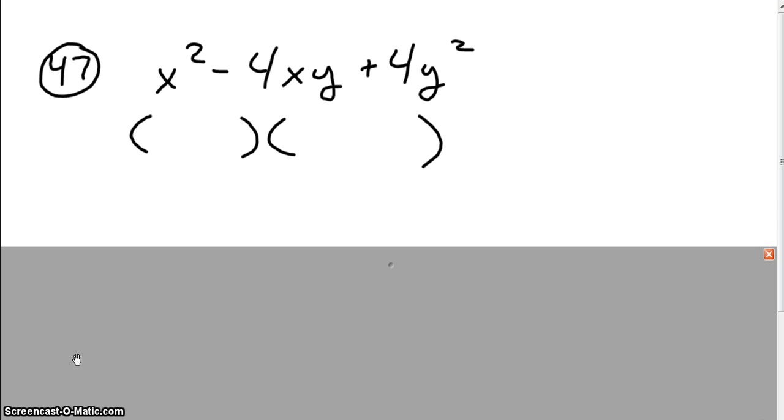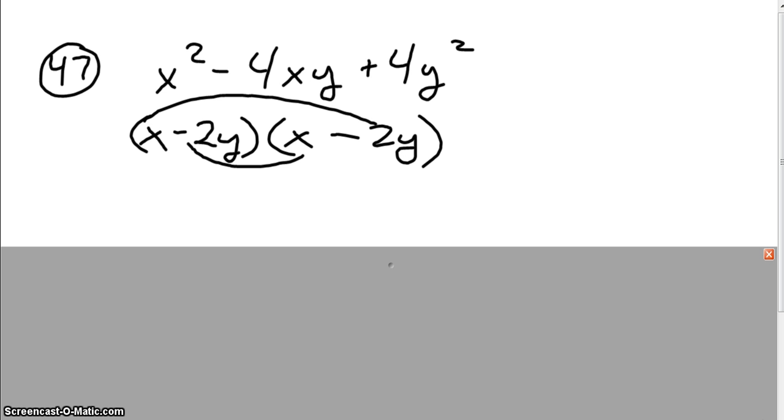What will give us x squared in the first term? X. Look at the last term. 4y squared. And notice the middle is negative. What does that mean for our signs? They must both be negative to give us a positive C. Okay, so this factor gives it to us. And what do you notice about these binomials? They are the same. Square of a binomial.